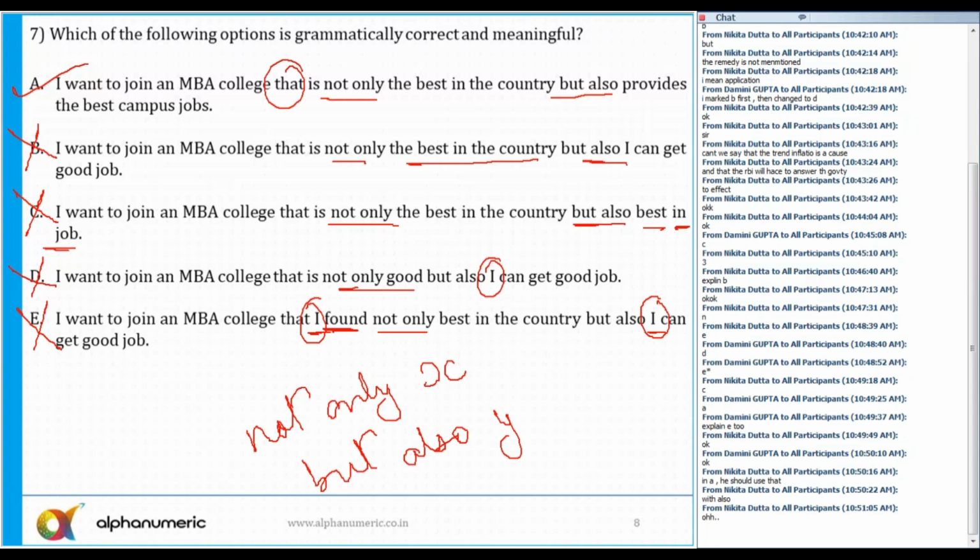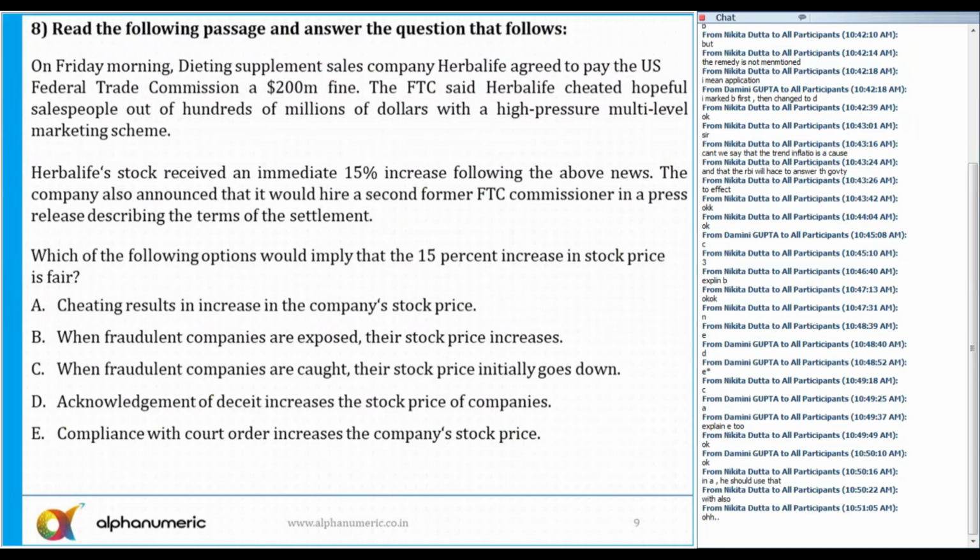Question number 8. Read the following passage and answer the question that follows. Now there is a company called Herbalife. This company agreed to pay the US Federal Trade Commission a $200 million fine. They were actually indicted on fraud, because the commission said that Herbalife had cheated people out of money, millions, hundreds of millions of dollars. So this company has agreed to pay a fine.